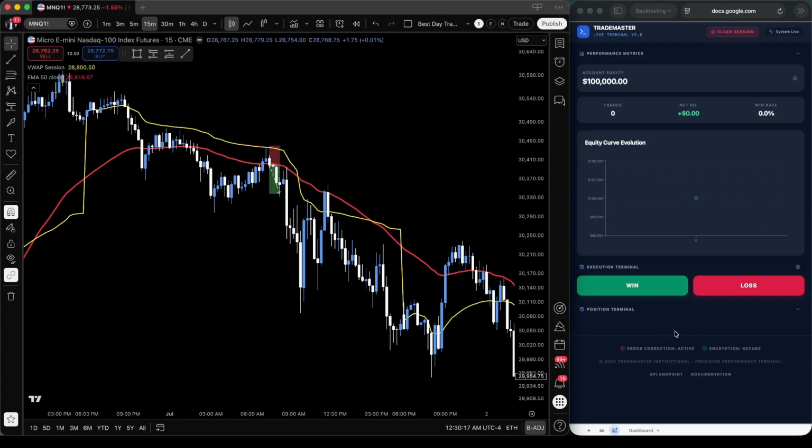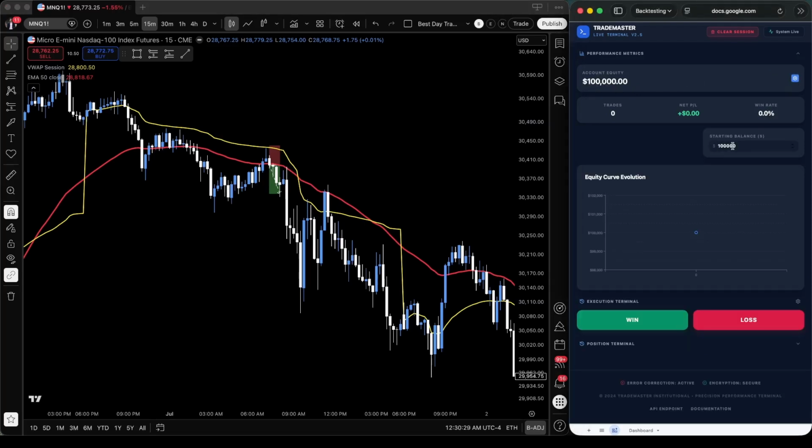Here on the right side is a back tester that I built specifically to test these things. Right now I have an account size of 100,000, which matches with a lot of prop firms. You can change that amount if you want.